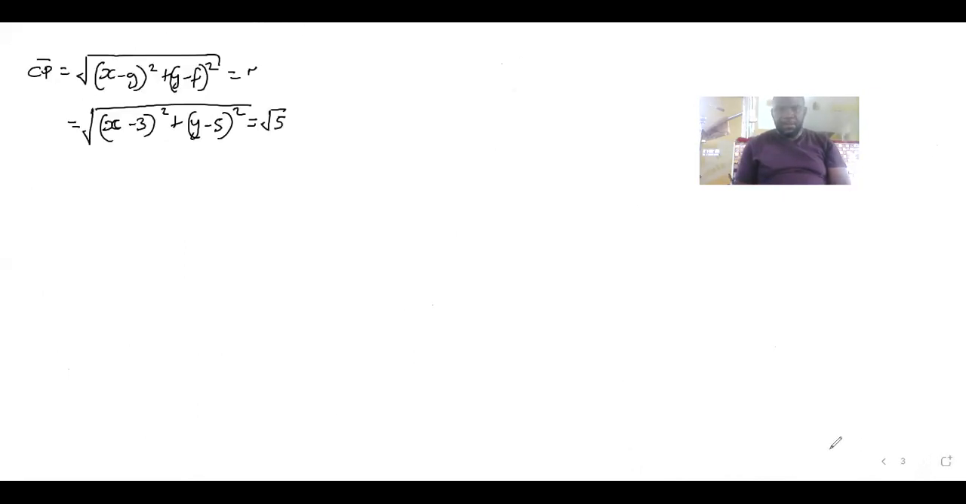Thank you, teacher. Okay. So with this, you can see that (x minus 3) squared plus (y minus 5) squared is going to be equal to 5 when you square both sides. This is also one format of writing an equation of a circle.